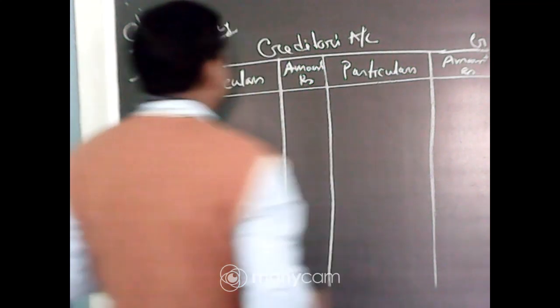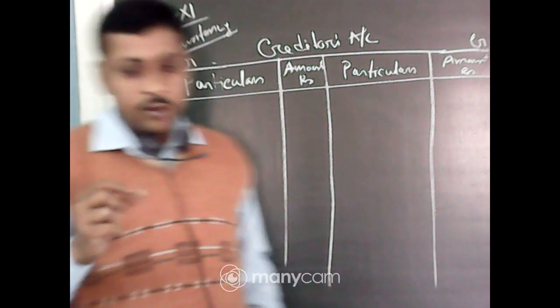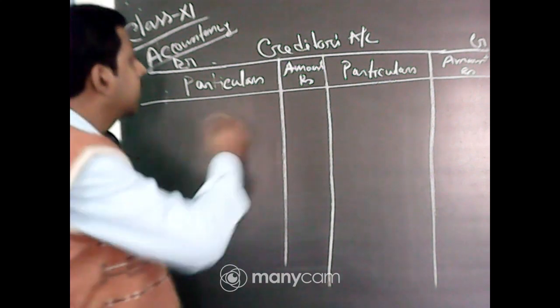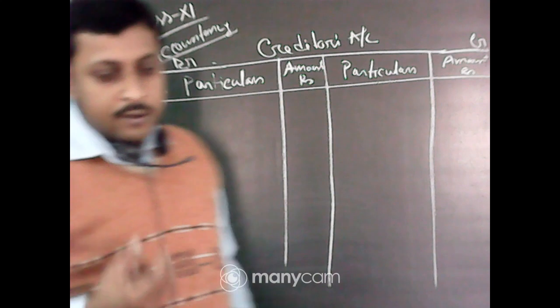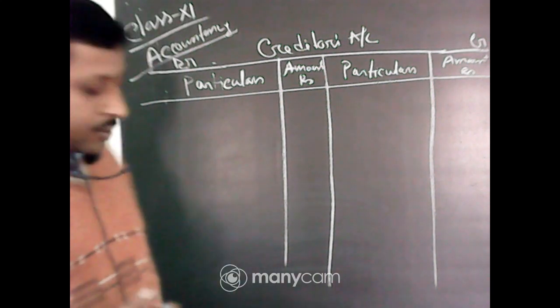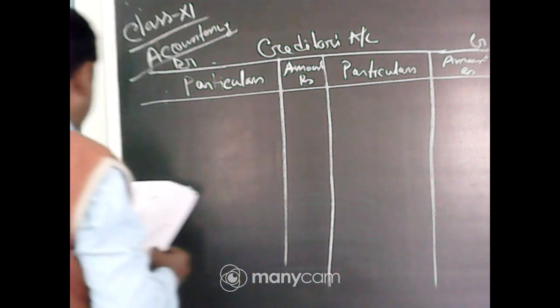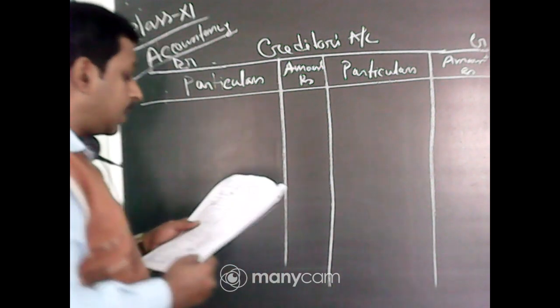Last time I discussed some of the main accounts we have to open for conversion from single entry to double entry. One of them is creditors. From there, what do we get? We get the credit purchase. What is the amount of credit purchase? Here, see, balance of creditors on April 1, 2016. That is the opening balance.